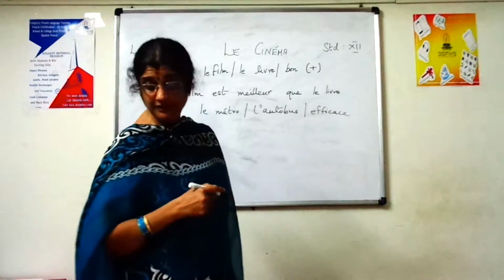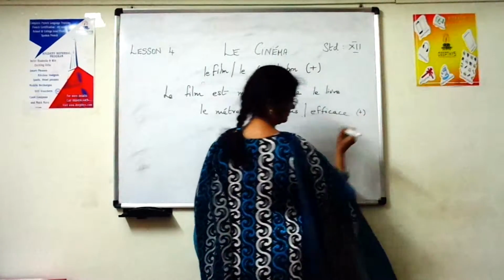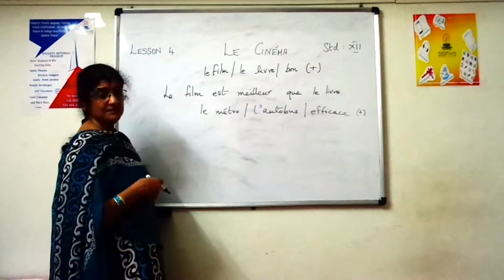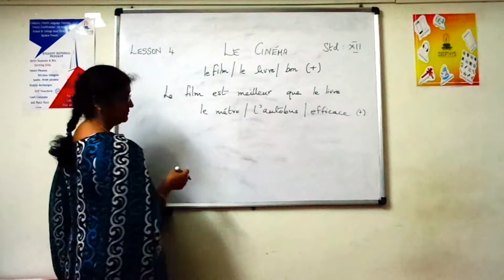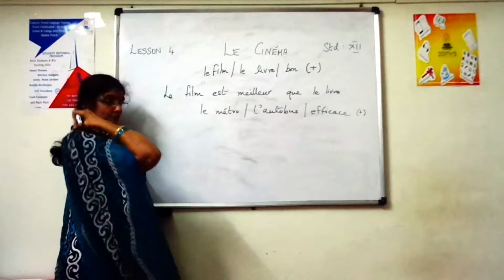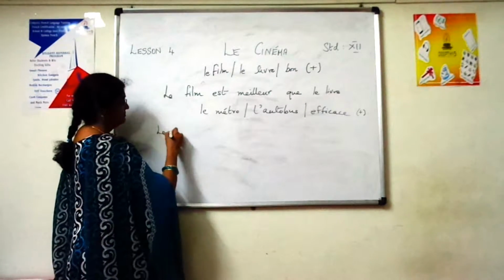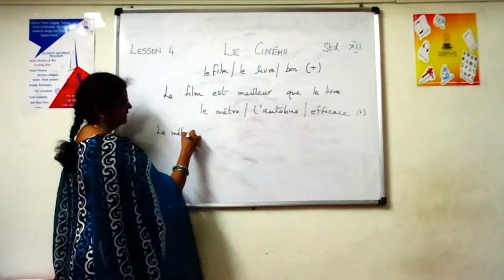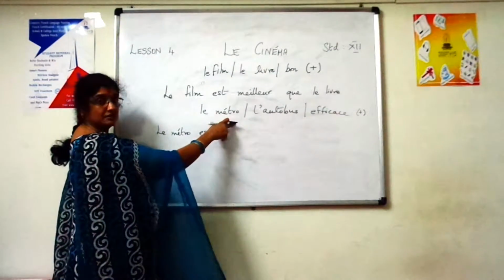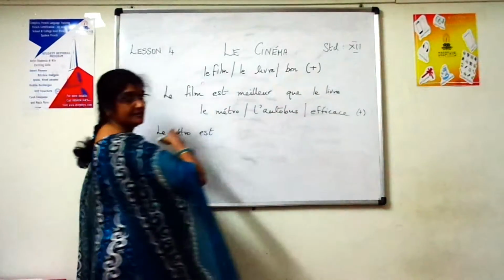And what is the symbol given there? They have again given plus. Here, efficace means efficient, more practical. Métro is metro, autobus is bus. So we'll start with the subject, le métro. Remember you have to write the verb. The verb is not given here. They've only given the subject and the object, then the adjective, and then the symbol.